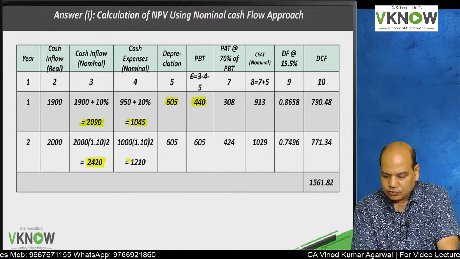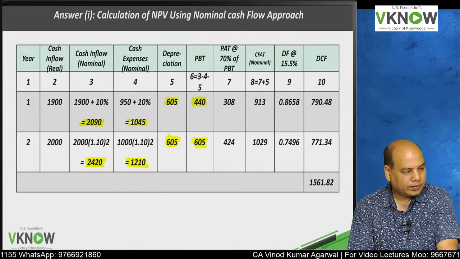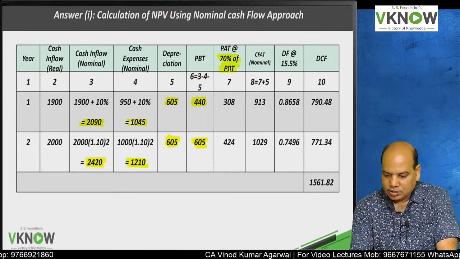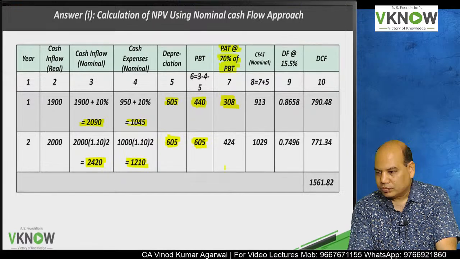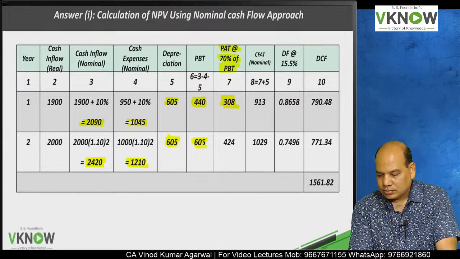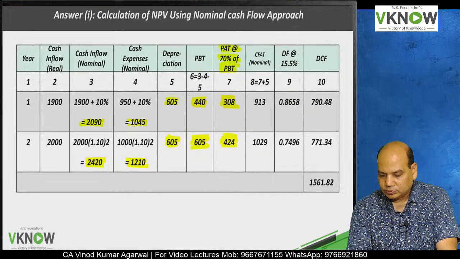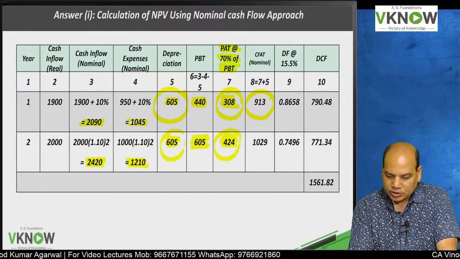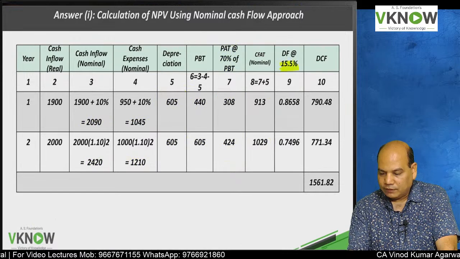Second year: 2420 minus 1210 minus 605. Please confirm, is 605 right? PAT will be PBT into 70%. PAT is 70% of 440, that is 308. 70% of 605 gives 424. CFAT will be PAT plus depreciation: 913. For the second year, PAT plus depreciation, 1029.